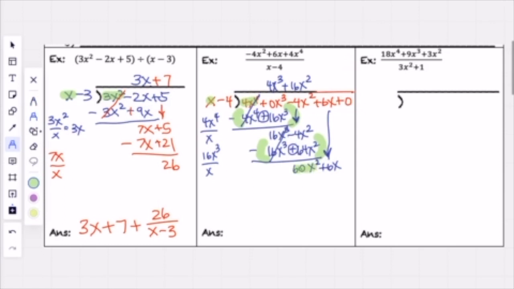Focusing on that first term, let's divide it by the first term of our divisor: 60x squared divided by x is going to give us 60x. Multiply that by the negative 4, giving us negative 240x. Multiply that by the x, I get 60x squared, and then I subtract the whole thing. I'm going to remind myself that I've changed the sign right there. So that 60x squared, negative 60x squared, subtract away, and I've got 246x. Bring down the last term, plus 0.